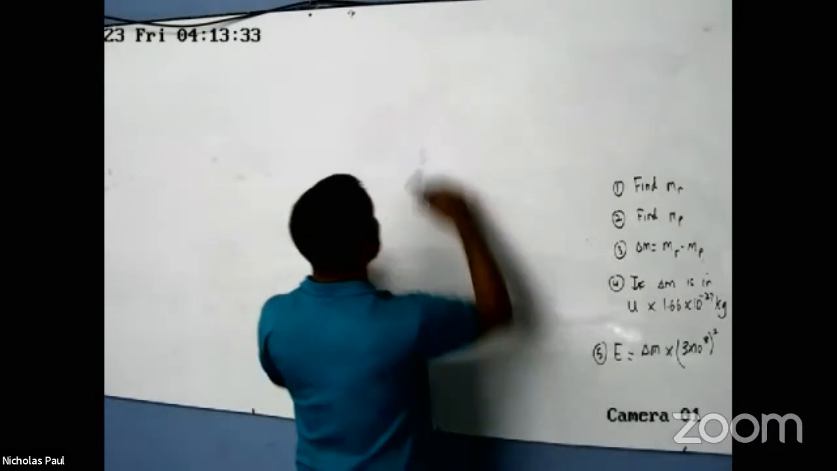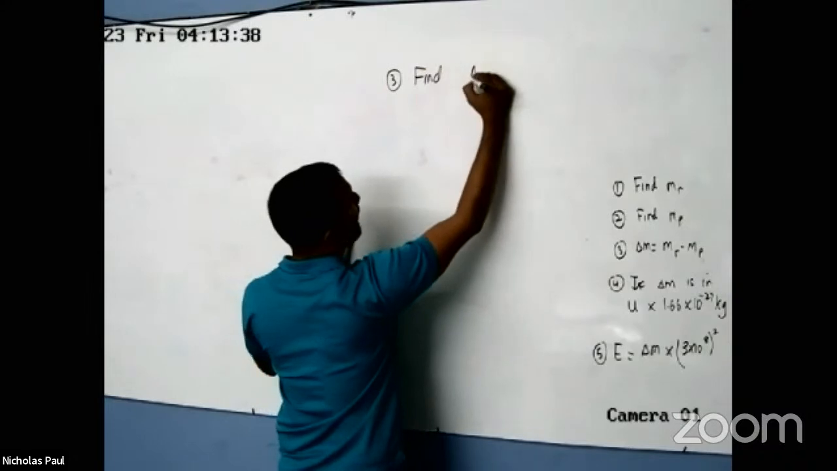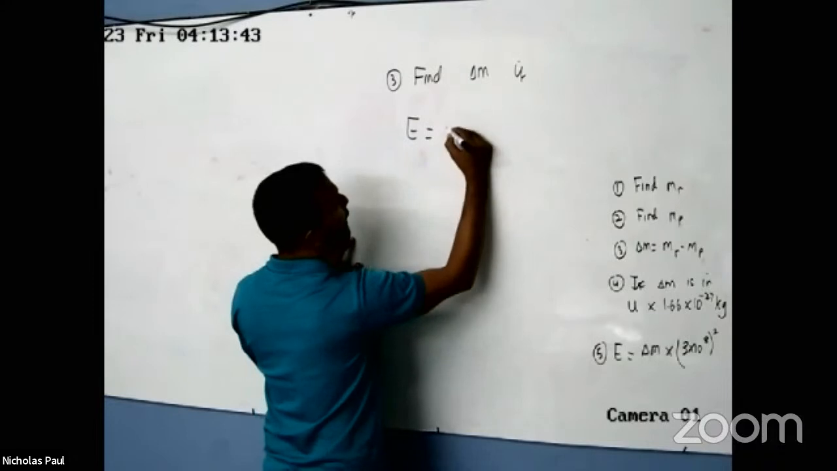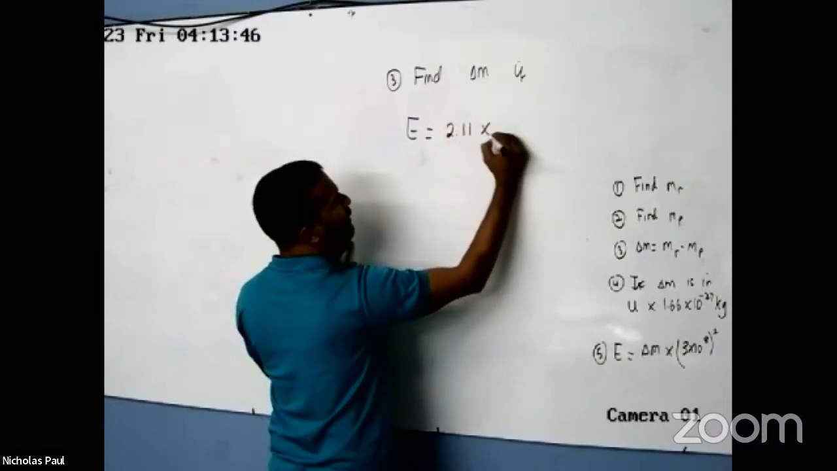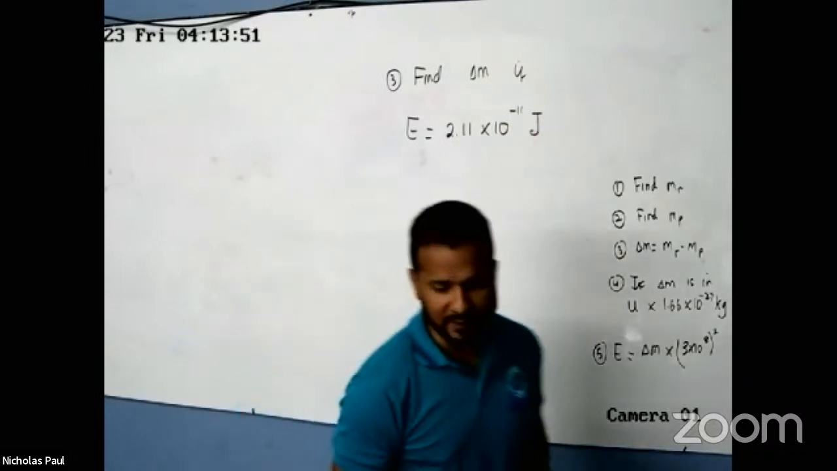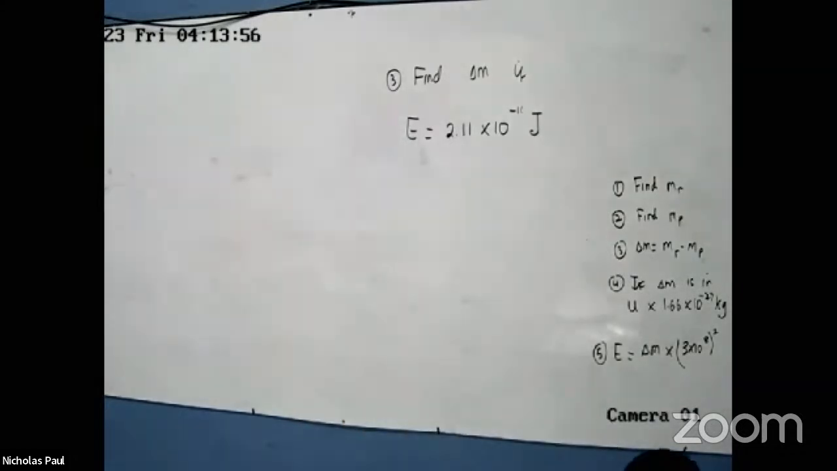So here's what you're doing for this one. Number 3, find delta M if E is equal to, let's say, 2.11 by 10 to the minus 11 joules. Take your time and see if you can do that for me. So you're working in reverse. See if you can find delta M for me, but I don't want it in kilograms. I want the value in u, in atomic mass units.